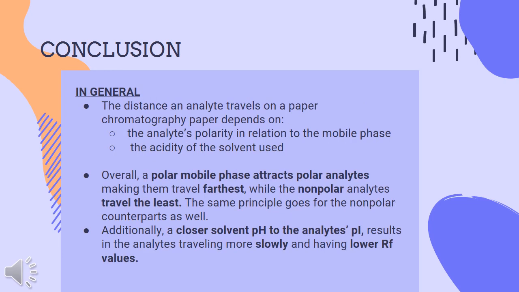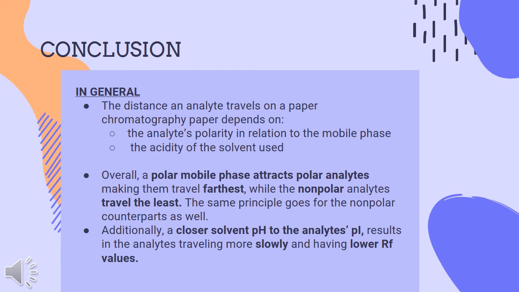Therefore, in general, the distance an analyte travels on a chromatography paper depends primarily on the analyte's polarity in relation to the mobile phase, as well as on the acidity of the solvent used. Overall, a polar mobile phase attracts polar analytes, making them travel farthest, while the nonpolar analytes travel the least. The same principle goes for the nonpolar counterparts as well. Additionally, a closer solvent pH to the analyte's isoelectric points results in the analytes traveling more slowly and having lower RF values.